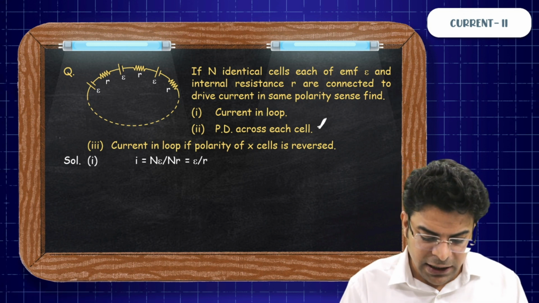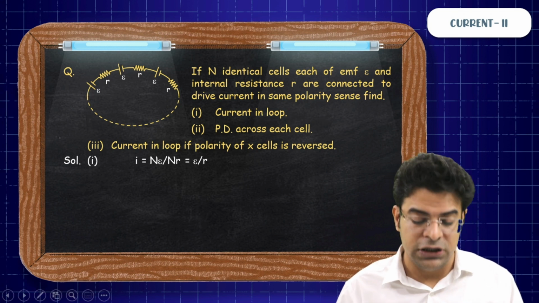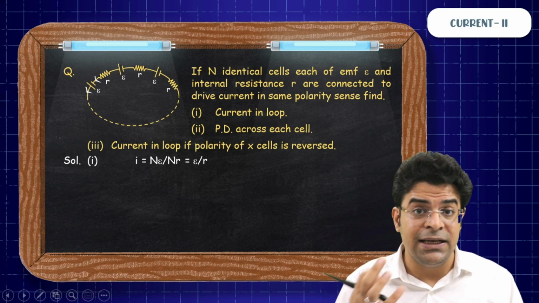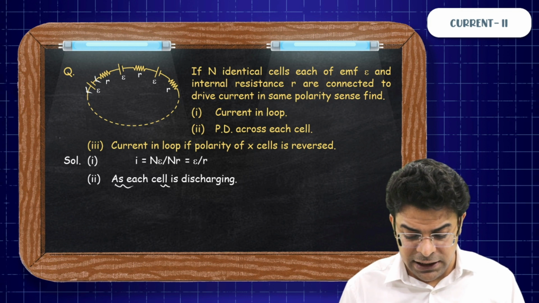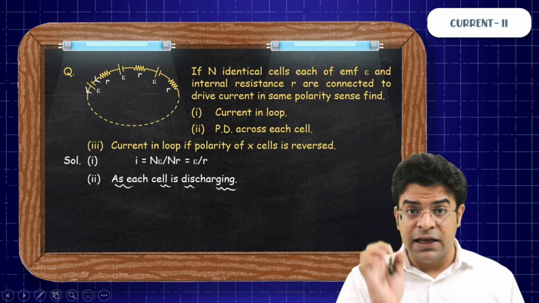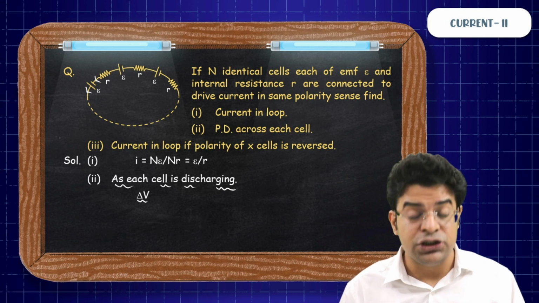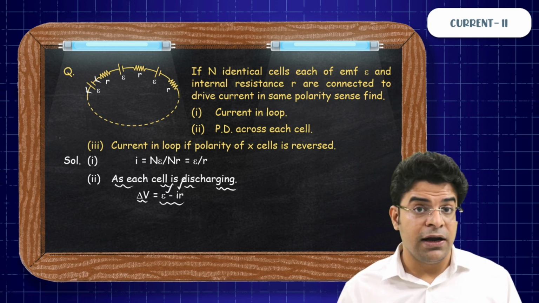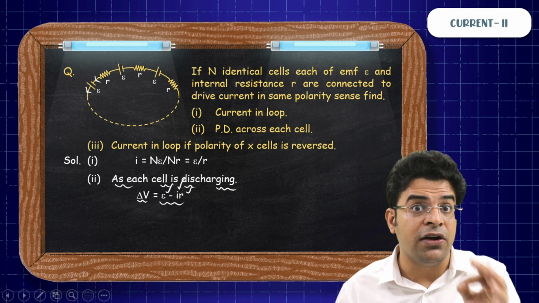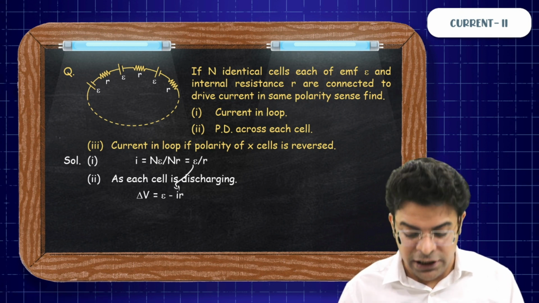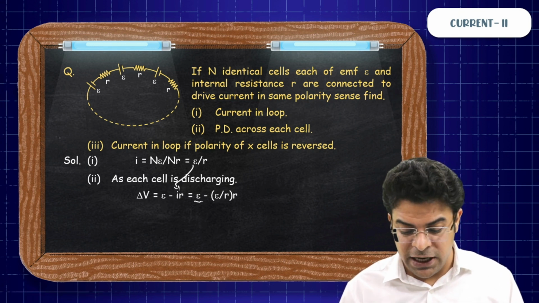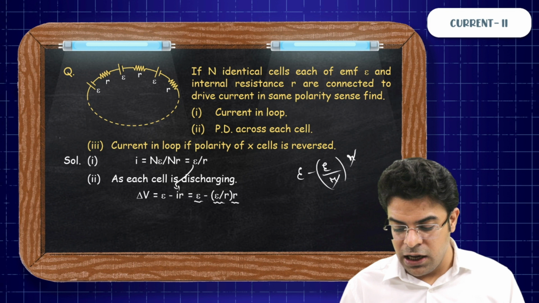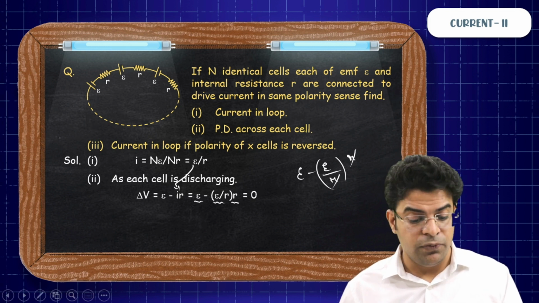Tell me kids, here each cell is getting discharged or charged? Sir, since the current comes out of the positive and enters into the negative, each cell is getting discharged. So as each cell is discharging, the potential drop across each cell has to be equal to E minus IR. So what is E? EMF. What is I? Current through that one cell, and R is its internal resistance. So substituting the value of I, you get the potential drop equal to E minus E by R into R. The R gets cancelled, so you get E minus E, which is 0.